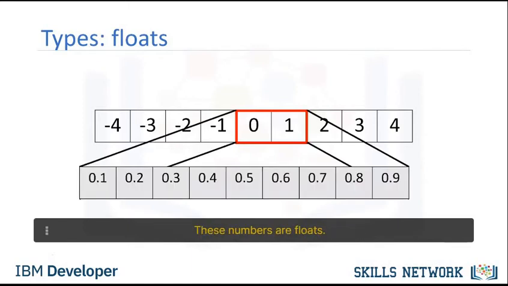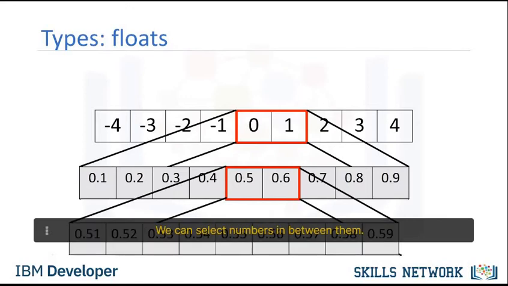These numbers are floats. Similarly, consider the numbers between 0.5 and 0.6. We can select numbers in between them. These are floats as well. We can continue the process, zooming in for different numbers. Of course, there is a limit, but it is quite small.